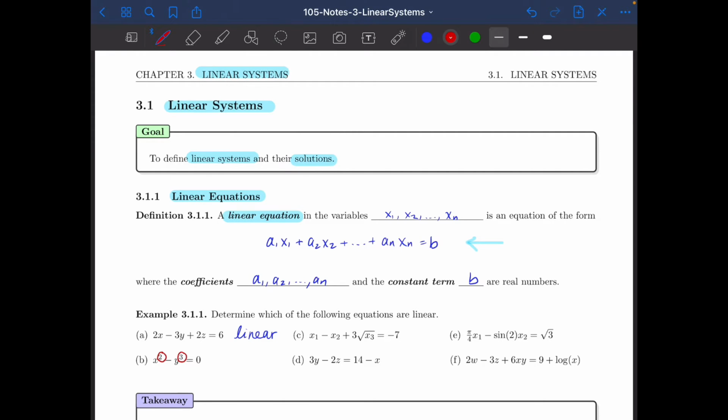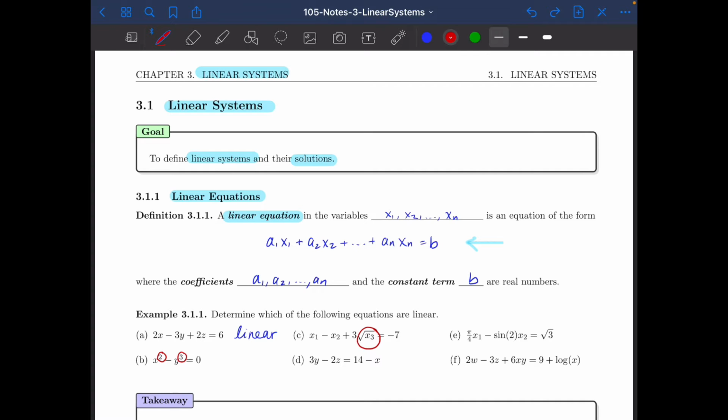In part C, we have x1 minus x2 plus 3 times the square root of x3 equals minus 7. In this case, we have a term with the square root of x3, the square root of one of the variables of the equation. Recall that the square root of x3 can also be written as x3 to the power of 1 over 2, which again is a power other than 1. And so the equation in part C is also not linear.